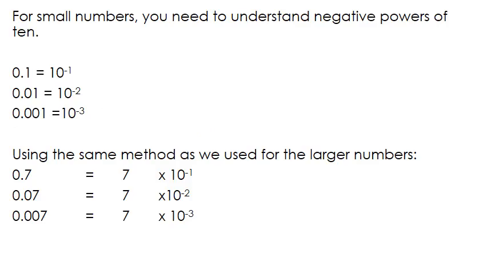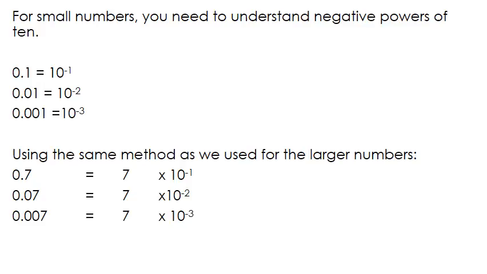Now, when we're considering small numbers, you need to be able to understand negative powers of 10. So 0.1 we can also write as 10 to the minus 1, which is the same as saying it's 1 divided by 10. 0.01 you can write as 10 to the power of minus 2, which would be 1 divided by 100, or 1 divided by 10 squared. And 0.001 is going to be 10 to the minus 3.